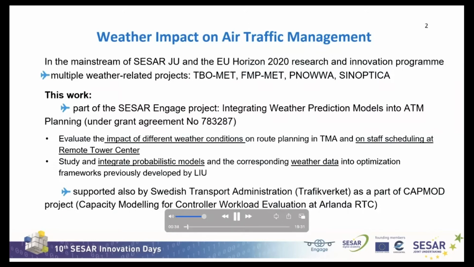Understanding the impact of weather on air traffic management is a challenge, and it's recognized by SESAR and Horizon 2020, and it's studied in several SESAR projects. This work is also a part of the SESAR Engage project, integrating weather prediction models into ATM planning. It's also supported by the Swedish Transport Administration, Trafikverket, through the CAPMOD project.